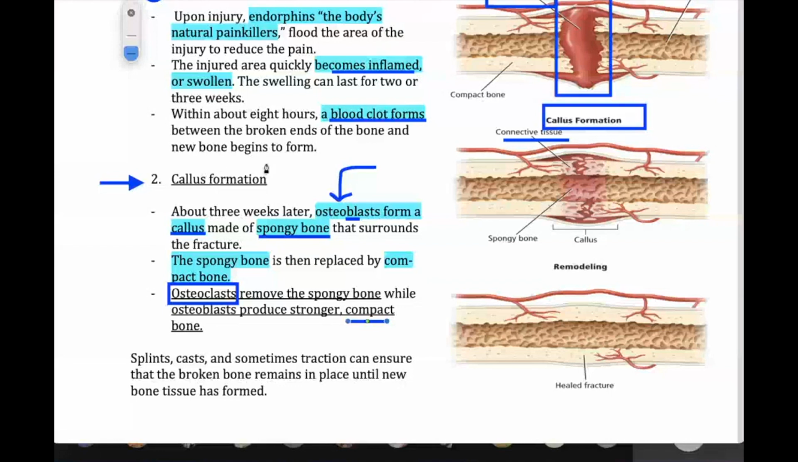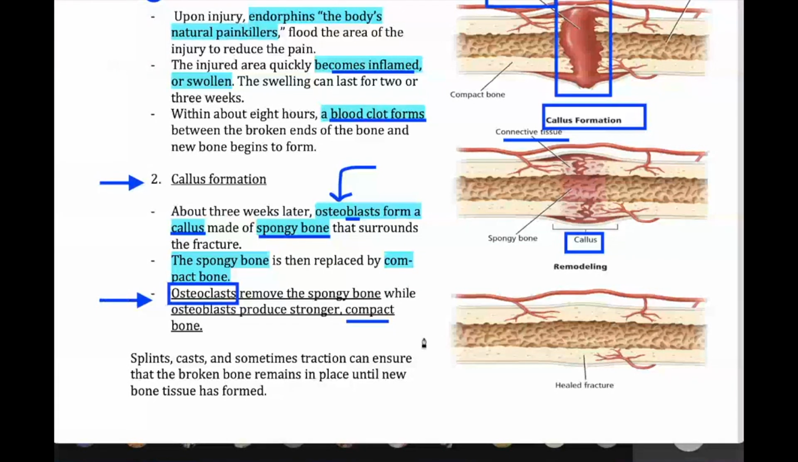I will repeat this step again. Second step is the callus formation. When the connective tissue covers mostly the broken area, it forms a callus, and this callus is mainly formed of osteoblasts. The osteoblasts make a soft bone, or spongy bone. But later on, this spongy bone is replaced by the osteoclasts, and they make a compact bone.